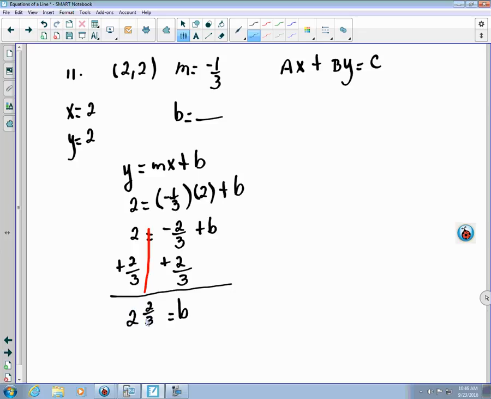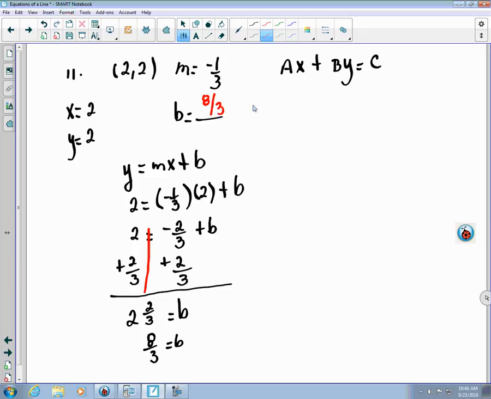But I don't want it like that. So let's go ahead and change it to an improper fraction, right? So 3 times 2 would be 6, and 6 plus 2, 8. So 8/3. All right, so now I got my b. And I love it because they both have the same denominator. That's how I know that I'm going in the right direction.